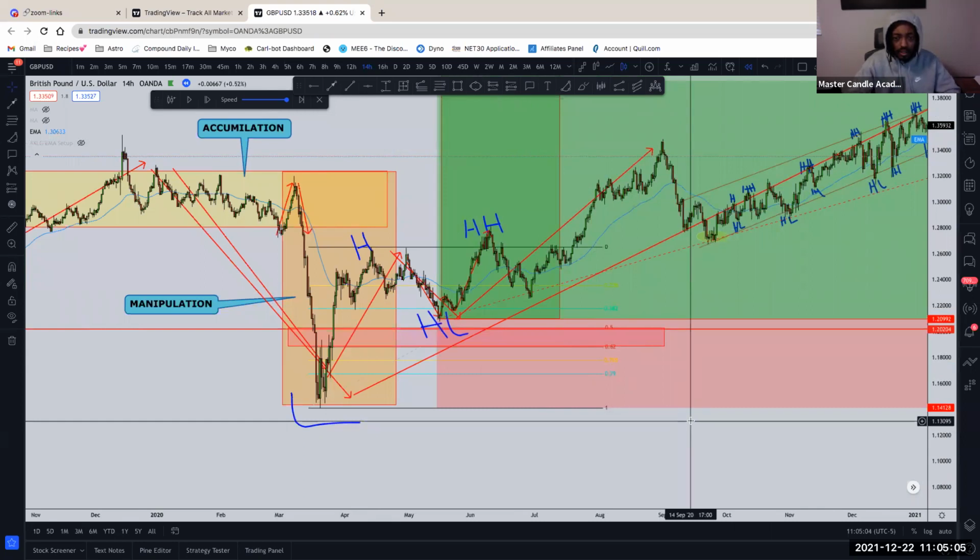So distribution equals higher highs and higher lows, or lower highs and lower lows. That is absolutely correct. Yes, sir. Through distribution, you will see the market structure.